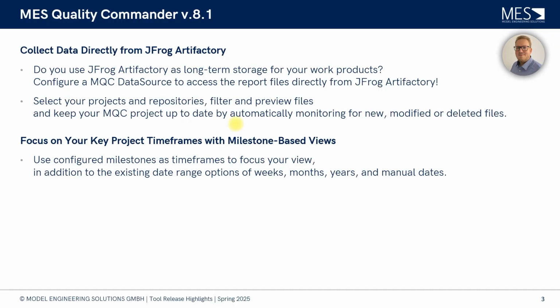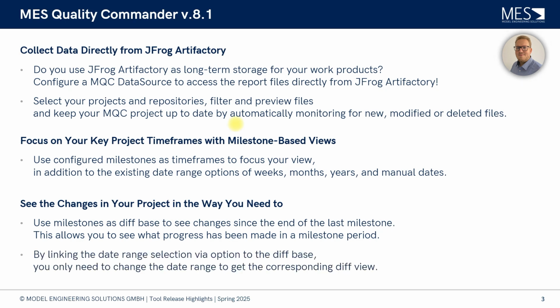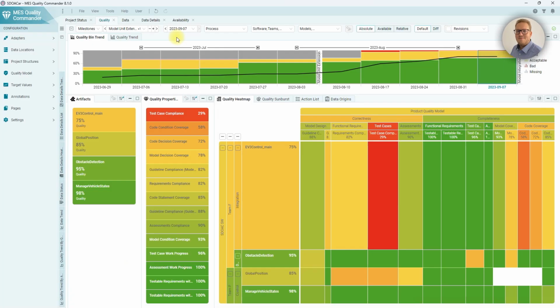Another highlight of our new version is that you can see the changes in your project in the way you need to. Use milestones as diff base to see changes since the end of the last milestone. This allows you to see what progress has been made in a milestone period. And by linking the date range selection, that was a highlight before, via option to the diff base, you only need to change the date range to get the corresponding diff view.